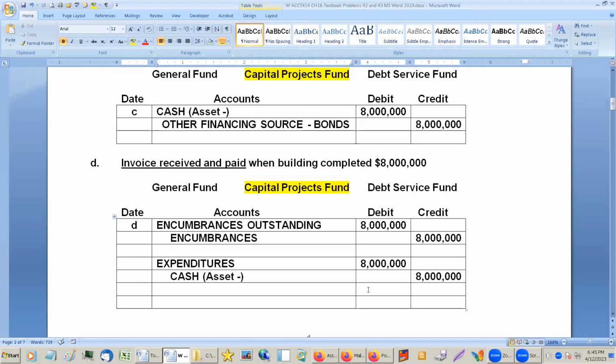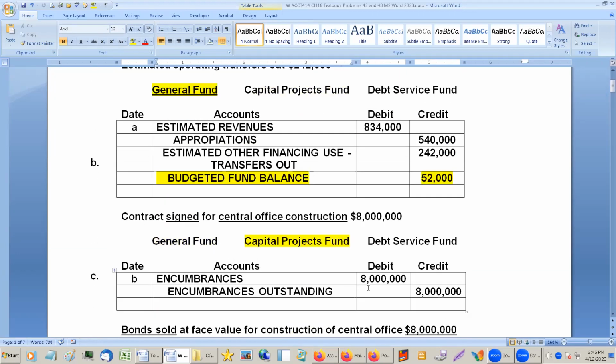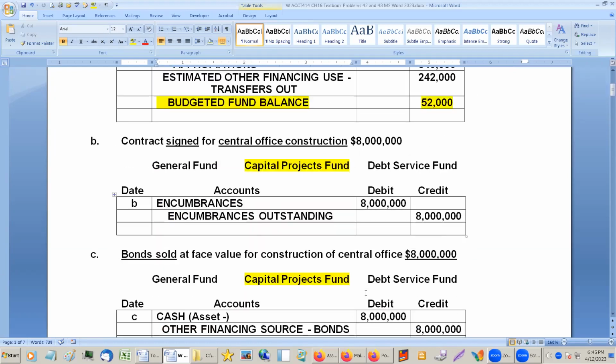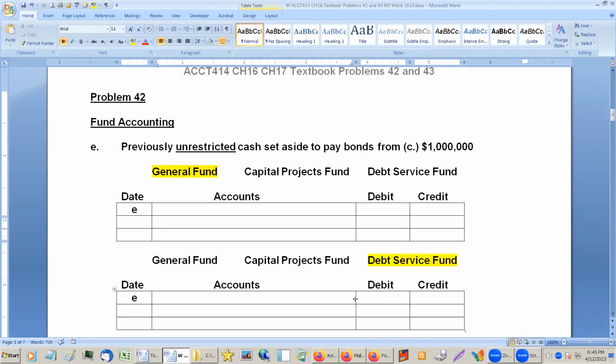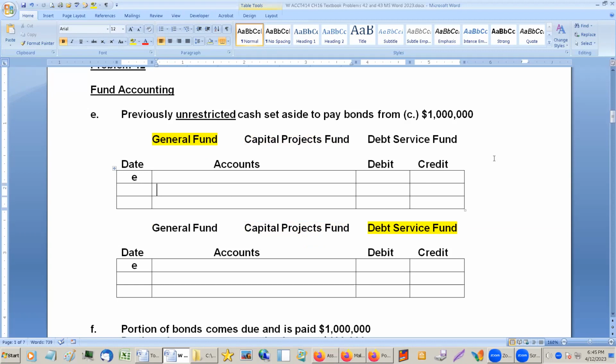We did it already, didn't we? Maybe not. We did it on the previous problem. Well, here, I'll give you the easy part of the general fund. They're going to give cash to the debt service fund, $1 million. I'll give you, okay, someone, I think someone has it: other financing use, transfer? Yes. Perfect.